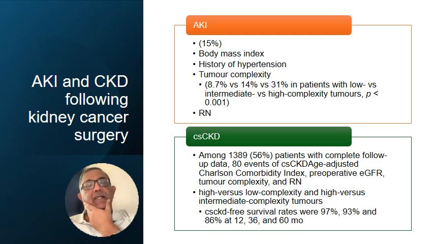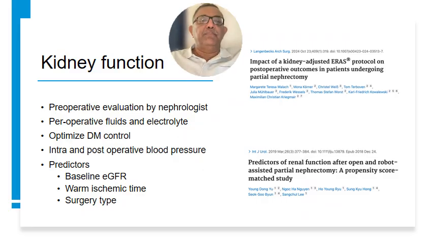Now, development of clinically significant chronic kidney disease is seen in up to 56% of patients, and development of AKI is one of the risk factors for developing it. It is seen more frequently in patients who have high complexity and intermediate complexity tumors rather than low complexity tumors. So kidney function preservation is one of the key factors to avoid long-term complications.